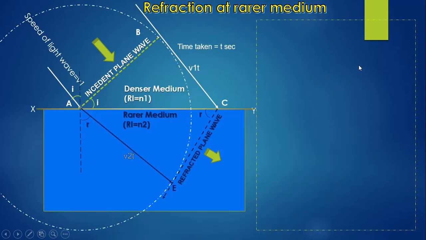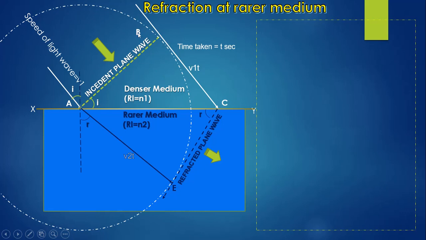Let us move to the next slide. Now with this diagram, there is no need to draw the complete sphere around the point A. If you show a part of the sphere in the denser medium, it will be more than sufficient. So you have to draw this diagram with proper labeling: incident plane wave, refracted plane wave, angle of incidence, angle of refraction. You have to indicate all this.